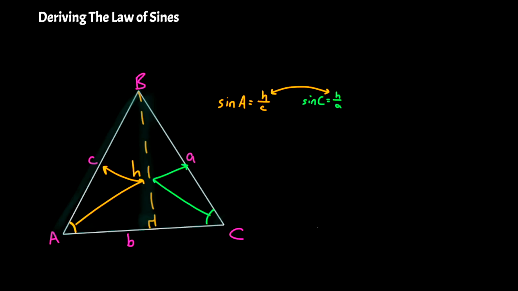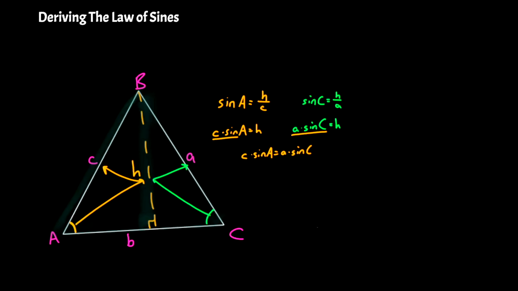But both of these equations have an H in it, so let's solve both of them for H. This one, I'll just multiply that C over to the left, so we'll have C times the sine of A equals H. And then for this one, just multiply A over to the other side. So we'd have A times the sine of angle C equals H. So if both of these things equal H, we can just set them equal to each other: C times the sine of A equals A times the sine of C.